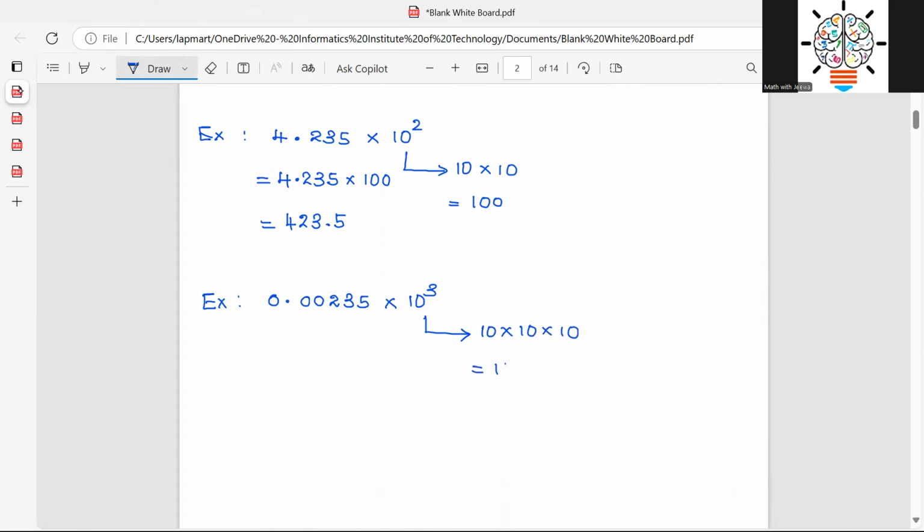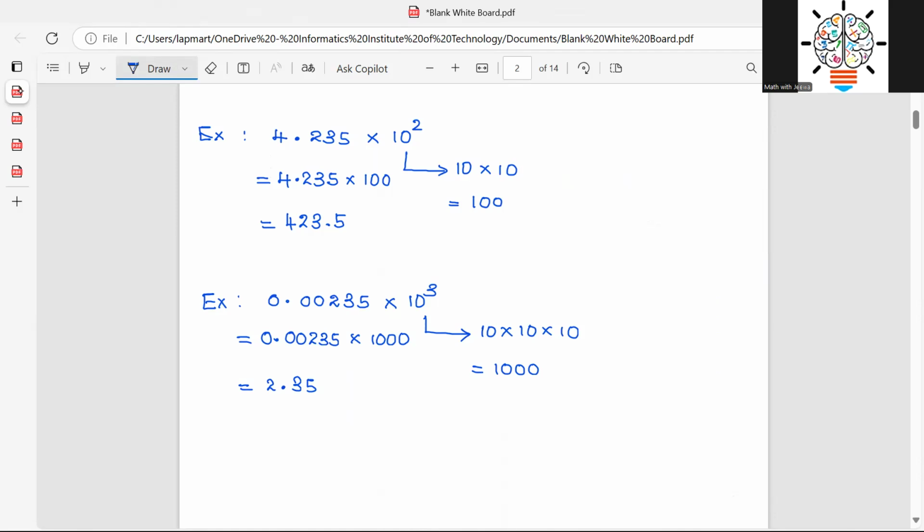The answer is 1000. And here we rewrite the question: 0.00235 multiplied by 1000. How many steps should I move to the right side now? 3 steps. Why? I have 3 zeros in 1000. So when I move 3 steps, what happened? It gives me 2.35.